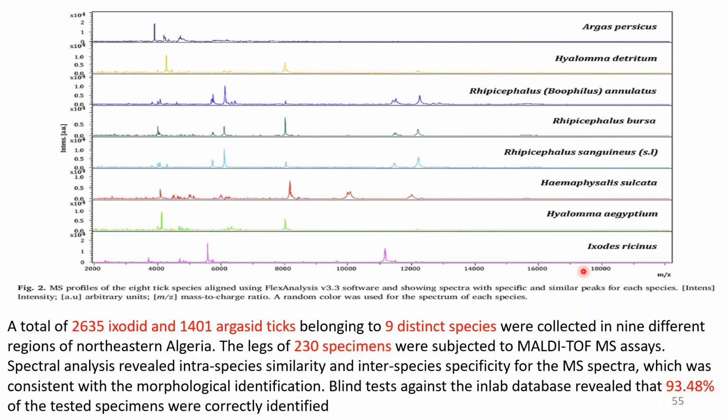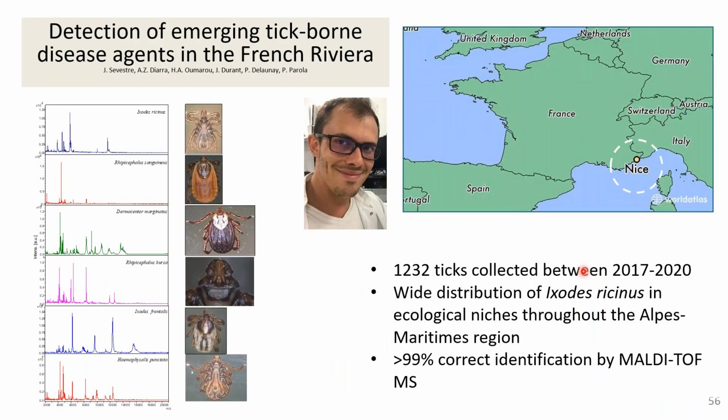And you can imagine that if you have more than 2,500 ticks to identify, even if you are doing morphology, it is going to take so long and there will be potential mistakes. And if you're doing molecular biology, it is going to be extremely expensive. So it was really nice to have that tool that would allow us to do that at a lesser cost.